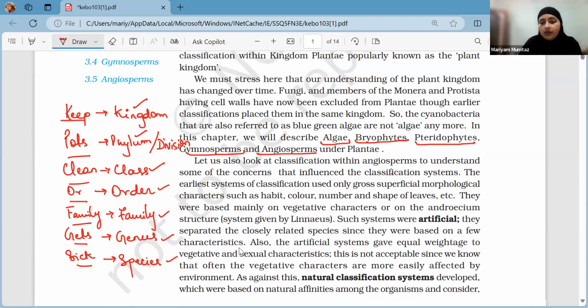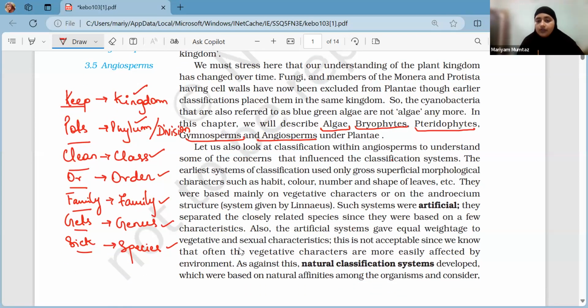Now to talk about certain other systems of classification that people discussed or referred to initially. In the earlier systems of classification, obviously we know that they used gross superficial morphological characters such as the habit. Habit means the place where they live. Then the color, the number, and the shape of leaves, how the leaves are oriented, what is the number, what is the color.